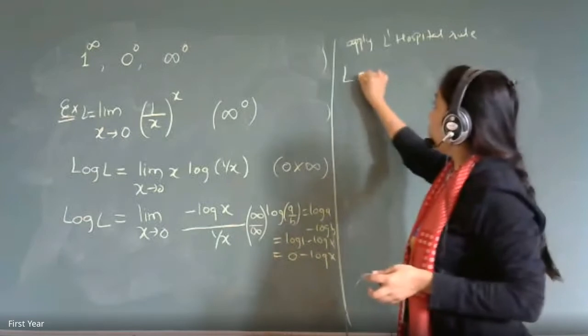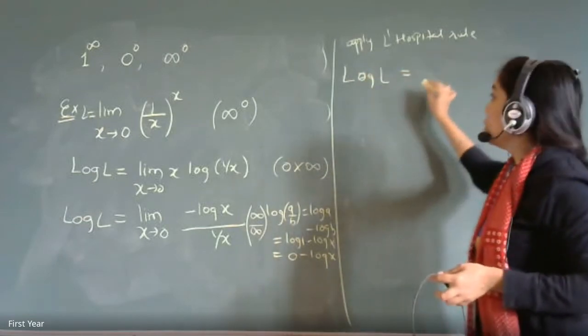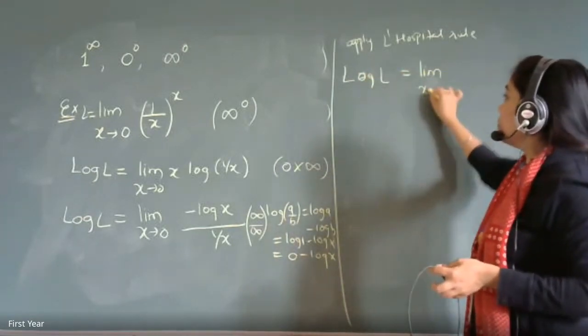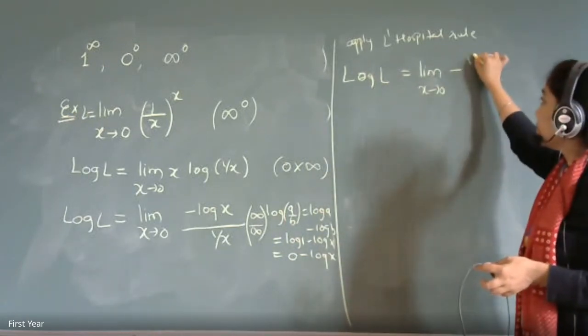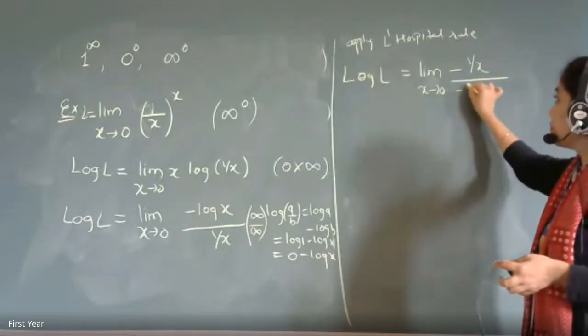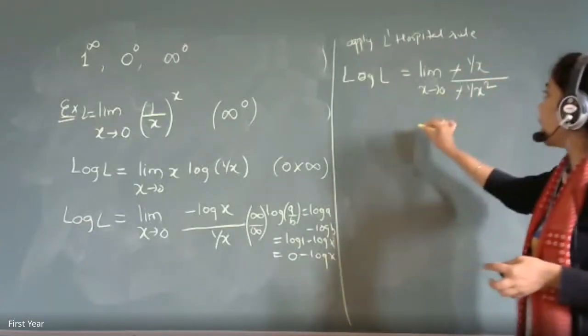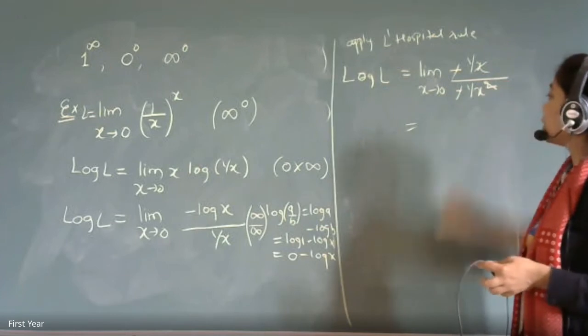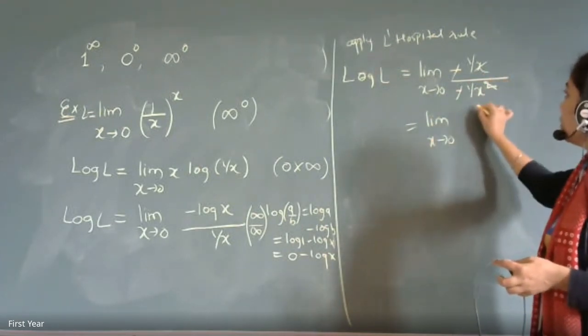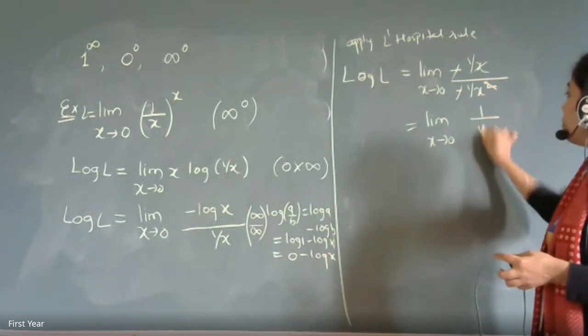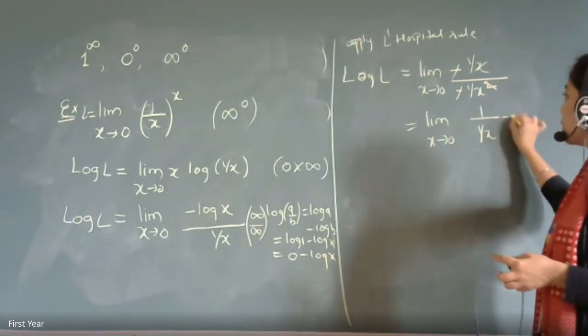Therefore, now the derivative of the numerator is taken and the denominator as it is. What's the derivative of log x? 1 by x. And what's the derivative of 1 by x? Minus 1 by x square. So minus and minus cancel, and 1 by x will get cancelled. So the limit is 1 upon 1 upon x, that means it is x.